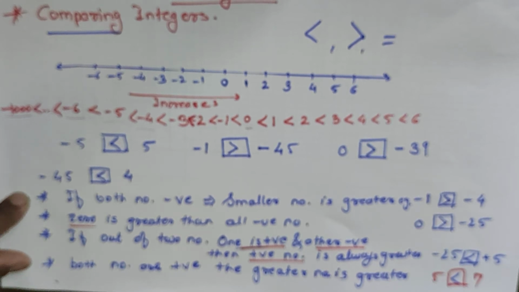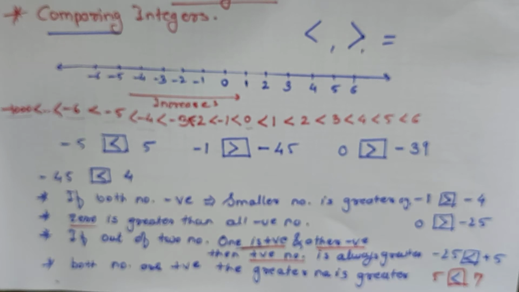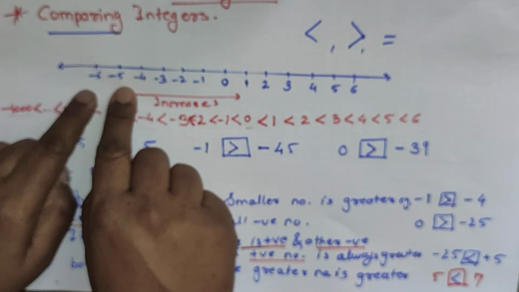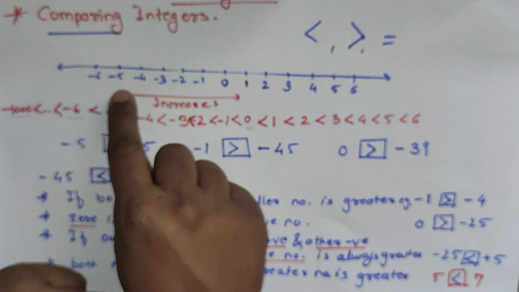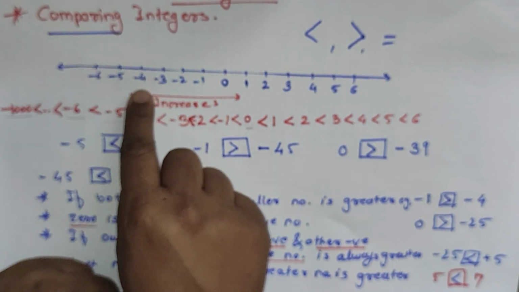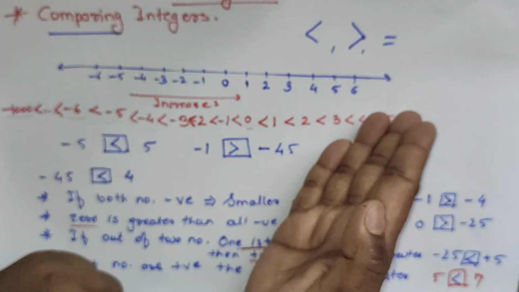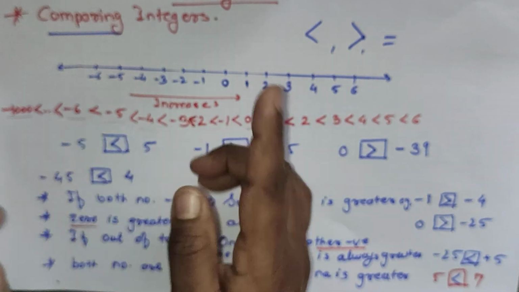in comparison of integers. First thing I told you is that on a number line, every number is greater than the number immediately to its left by 1. So minus 5 is greater than minus 6 by 1. Minus 4 is greater than minus 5 by 1. Minus 3 is greater than minus 4 by 1. In this way, as you go towards this side, you will notice that all these numbers are greater than the previous one by 1.